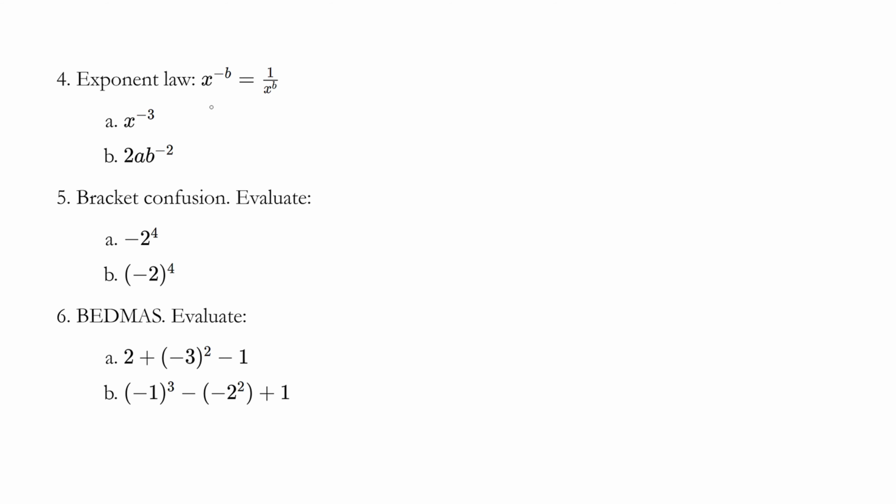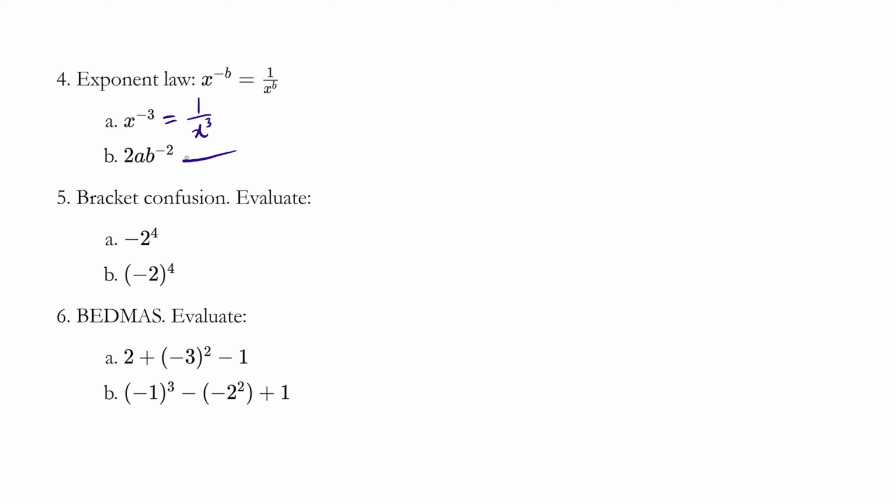Let's practice some more exponent laws. When we have x to the negative exponent, negative b, it's equivalent to 1 over the positive version of that exponent, x to the b. So for example, x to the negative 3 is equal to 1 over x cubed. The negative 3 becomes a positive 3.